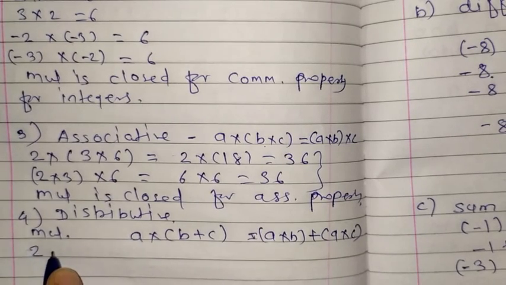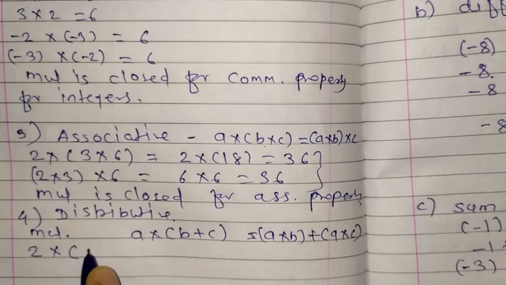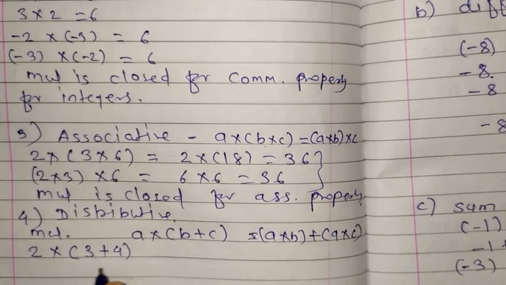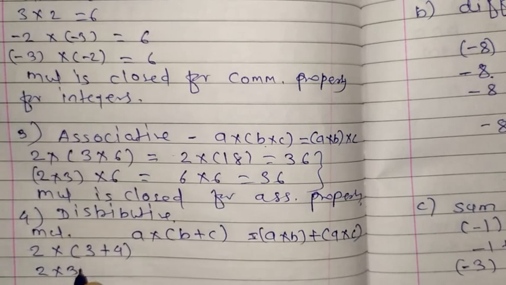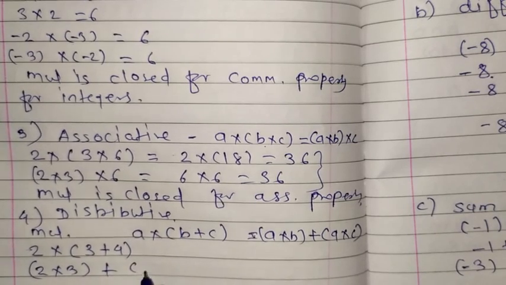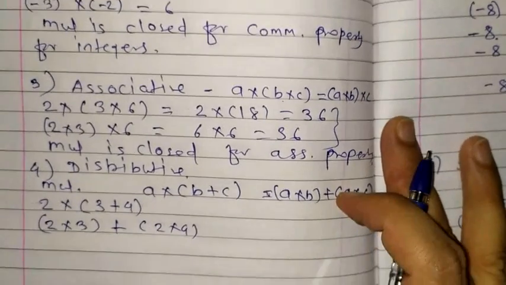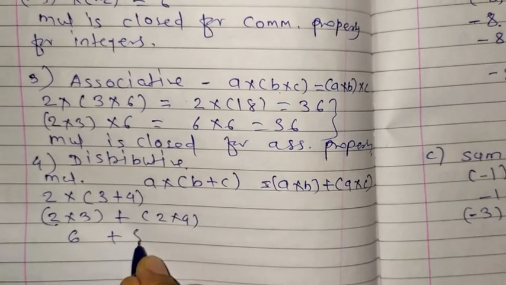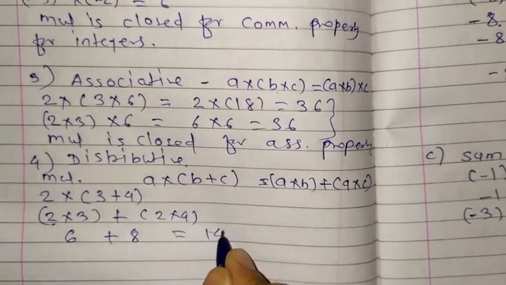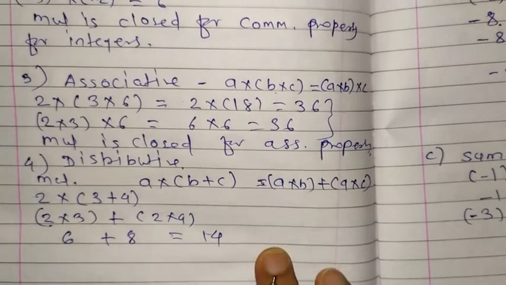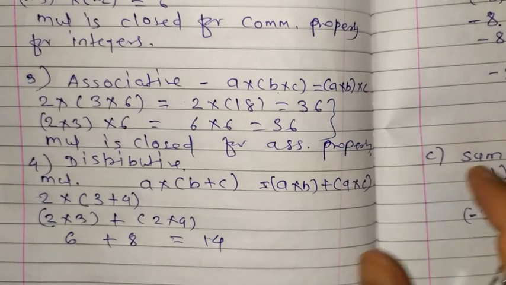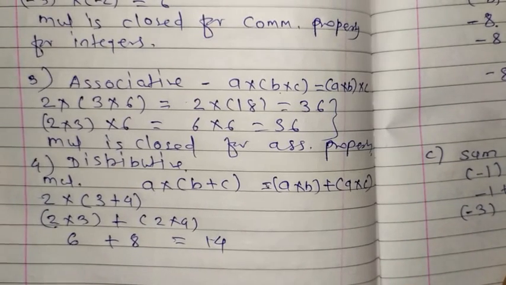So if you take example 2 into 3 plus 4, then we can solve like 2 into 3 plus 2 into 4. Then 2 into 3 is 6 plus 4 into 2 is 8. So your answer is 14. Means you can solve the operation under the distributive property. In the distributive property we prefer the multiplication operation, and it is commonly used for making your calculation easier.